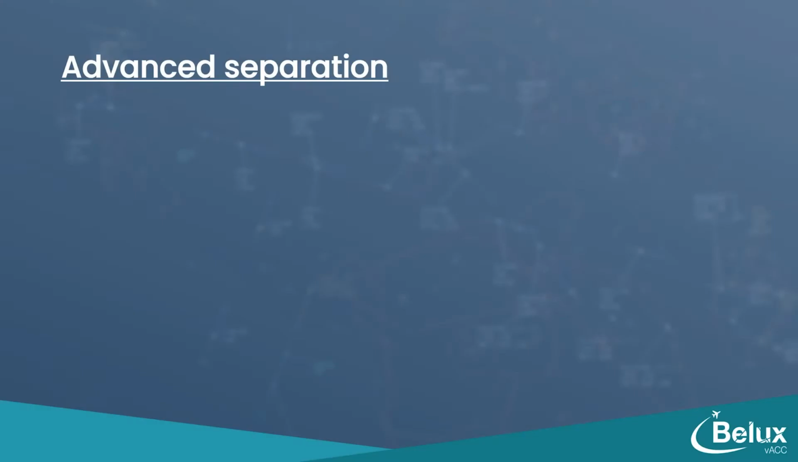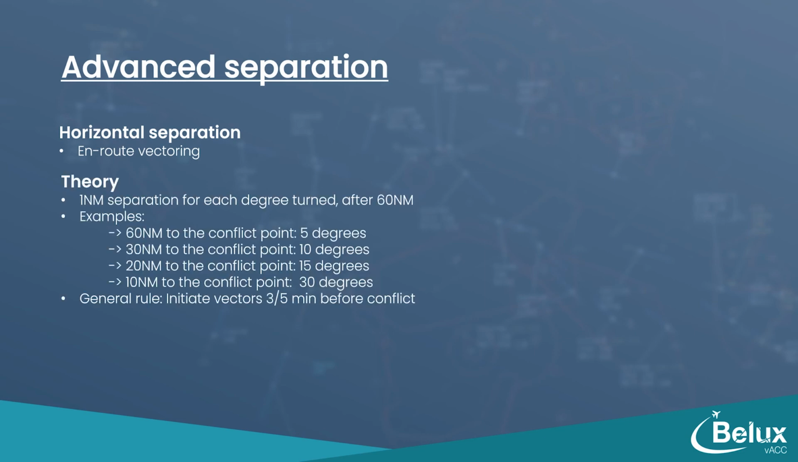Now we'll go over some advanced separation. This is taken from the manual that Matthias sent me. So basically, for horizontal separation, you can use en route vectoring. Some theory about that, which I found very useful, which some of you might know: basically, 1 nautical mile of separation is gained for each degree turned after 60 miles. So that's a very good rule of thumb. Some examples: 60 miles to the conflict point, you need 5 degrees for 5 miles. If you have a conflict occurring in 10 nautical miles, you give one aircraft 30 degrees, and then they will be separated.